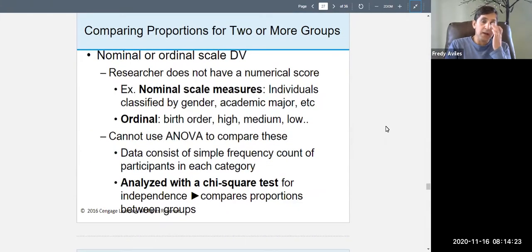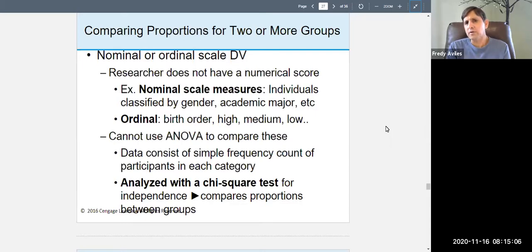What about when you're going to compare proportions for more than 2 groups? What about when you don't have averages? What do you do? So what if you have dependent variables that are on the nominal scale or ordinal scale? Remember that when you use a nominal scale, that means you have a variable that has categories. It has names, basically, like gender, male, female, other, or academic major, psychology, chemistry, physics, right? That kind of stuff. So nominal scales just have categories.